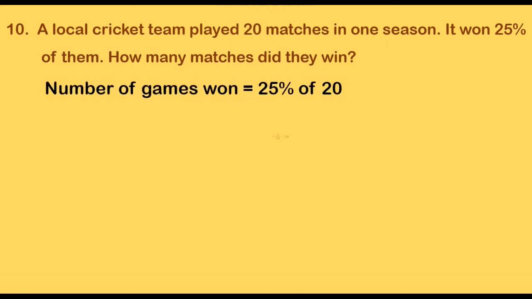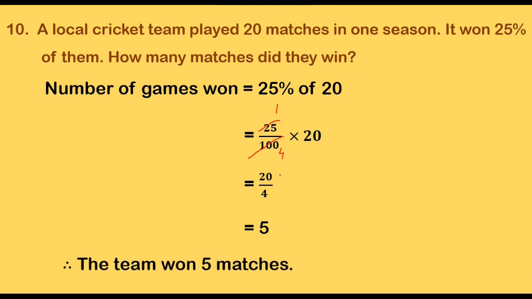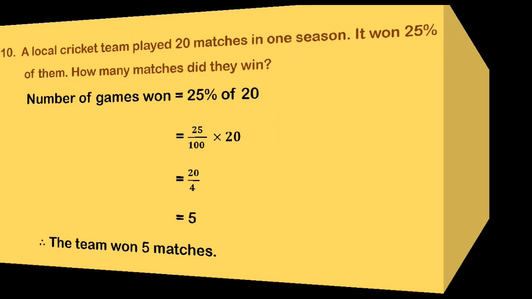What it will be? 25 upon 100 multiply 20. What we have to do? 25 ones are 25, 25 fours are 100. So I get 20 upon 4, that is 5. So they won 5 matches. We have completed full exercise 8.2.